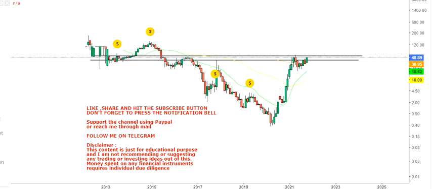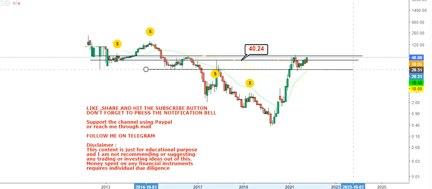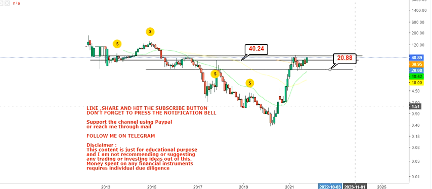Now, because it is sustaining above $40, 40.24 will be your stop loss. Or if you want to stretch yourself a bit, that's fine, but in that case consider $20 as your stop loss. So as you can see, the choice is yours whether you stick to your strict stop loss, because from 40 to $20 is just a 50% decline.